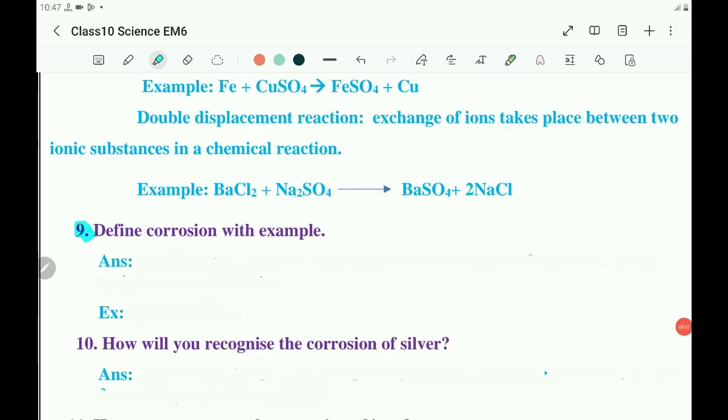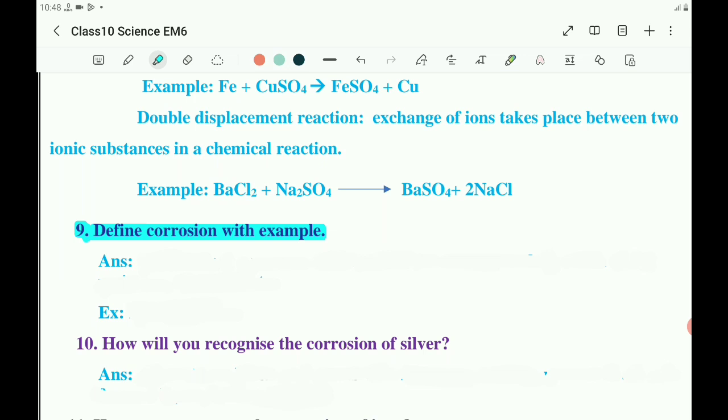Now the ninth question, define corrosion with example. What is corrosion? It is a process in which metals are deteriorated by the action of air, moisture and chemicals. So one example you can give, the rusting of metals, rusting of iron. Corrosion is a process in which metals are deteriorated by the action of air, moisture and chemicals, etc.